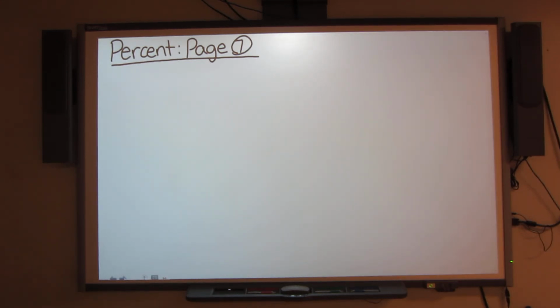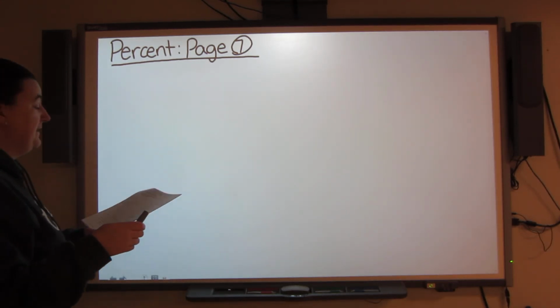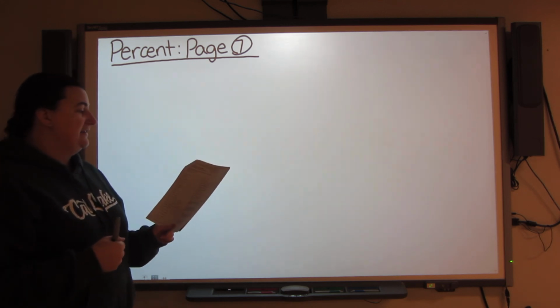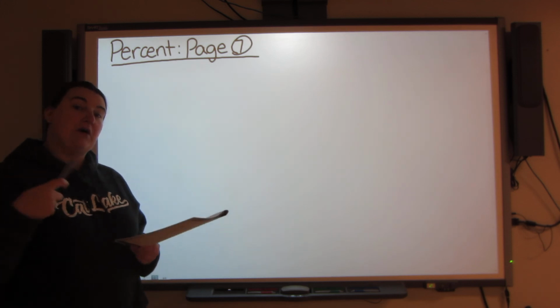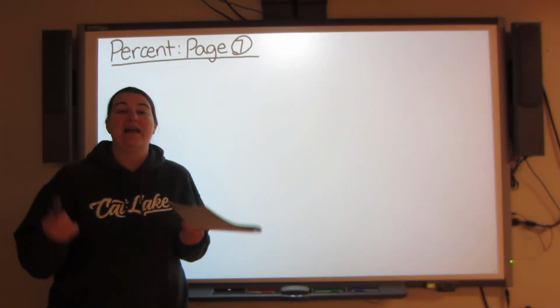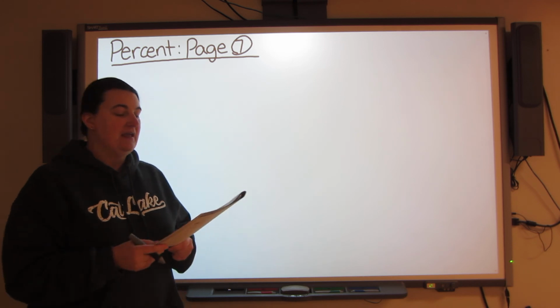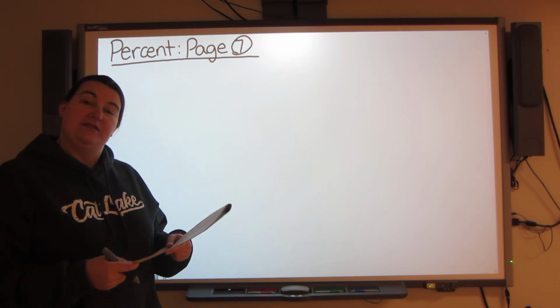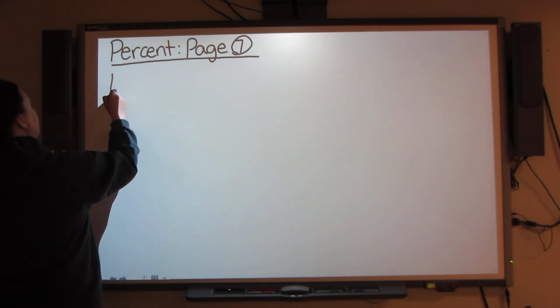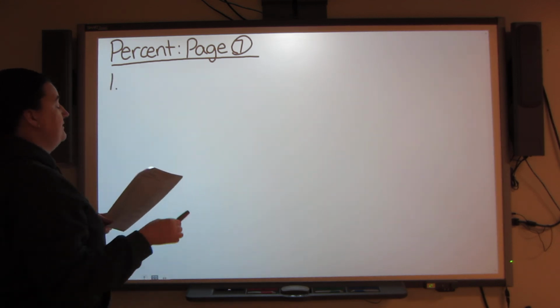So these are specific examples for page 7 of your percent math pack. Page 7 is percent of a number. Hopefully you've already watched the video that gives you the lesson on how to find the percent of a number. Now we're just going to answer some of the questions on page 7. So for number 1, you're finding 5% of 45.